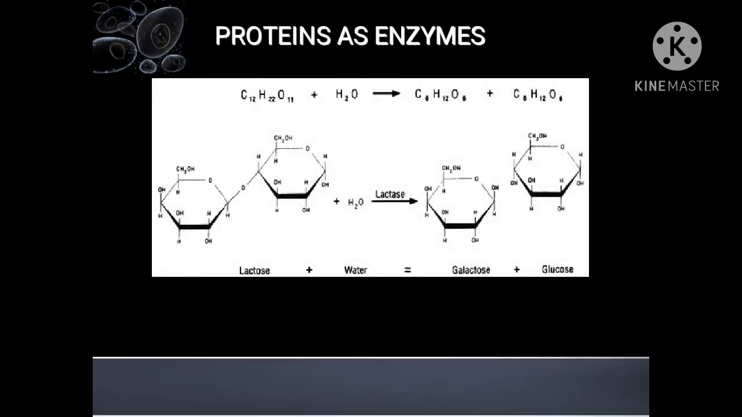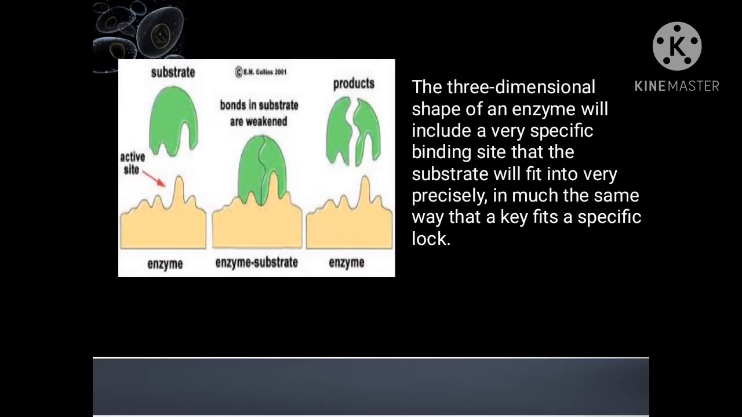This diagram illustrates the enzymatic cleavage of the disaccharide lactose into the monosaccharides galactose and glucose. The three-dimensional shape of an enzyme will include a very specific binding site that the substrate will fit into very precisely, in much the same way that a key fits a specific lock. Sinasabi dito sa image na nakikita nyo na once yung substrate is bound doon sa enzyme cleavage, yung substrate at yung product are released.